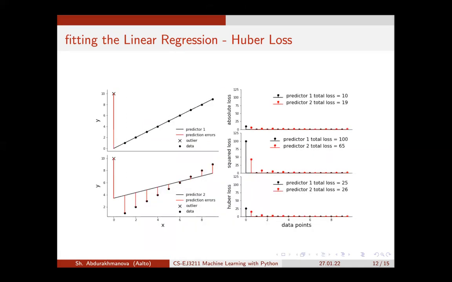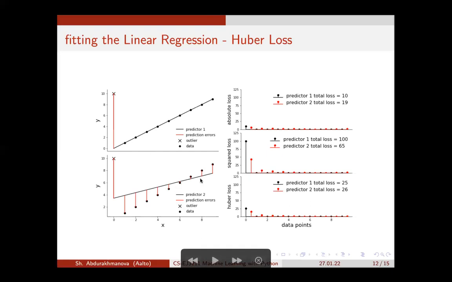Here I have another figure which explains the difference between different losses. From the left, you can see two linear predictors. So this one is predictor 1. And this predictor 1 tries to fit the data points. The data points are these black dots and one outlier, the cross. So this predictor fits perfectly to all data points except the outlier. So for these data points, the difference between the prediction and the true label is 0.